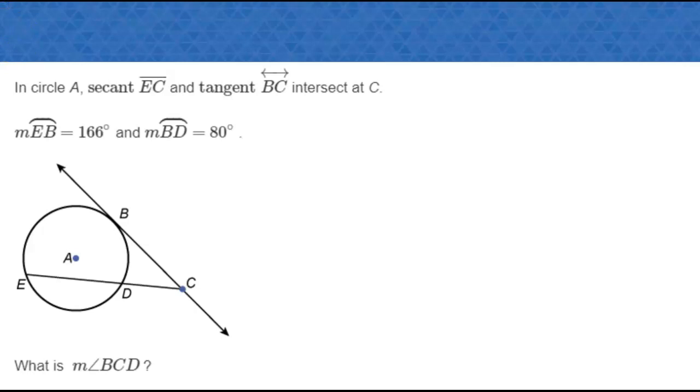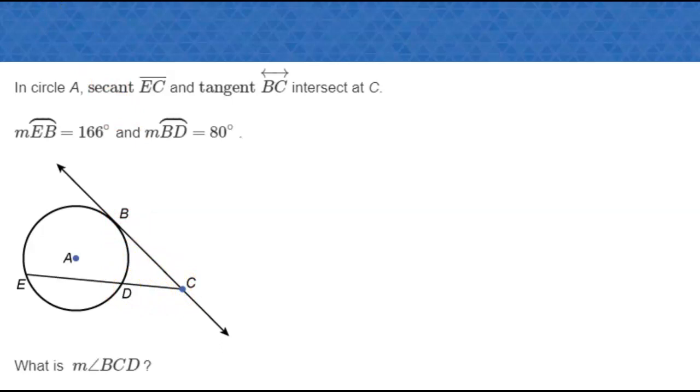In circle A, secant EC and tangent BC intersect at point C. The measure of arc EB is 166 degrees. The measure of arc BD is 80 degrees. What is the measure of angle BCD?